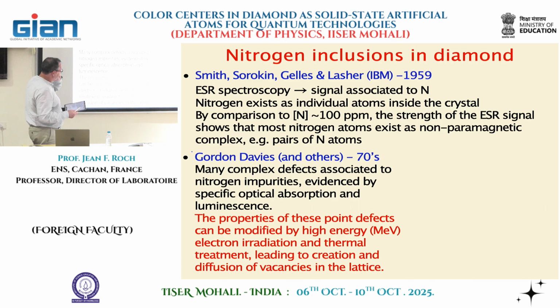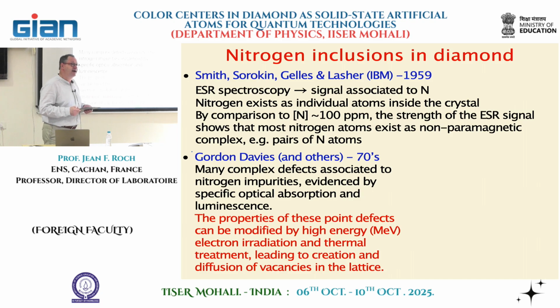And then it was found by Gordon Davis and other people in the 70s, through very thorough, very complex spectroscopy, that they could understand all these defects, as evidenced by specific optical absorption and specific luminescence measurements. And they demonstrated that the properties of all these defects can be modified by high energy irradiation, electron irradiation with mega electron volt energy.